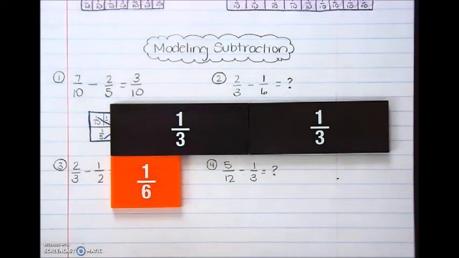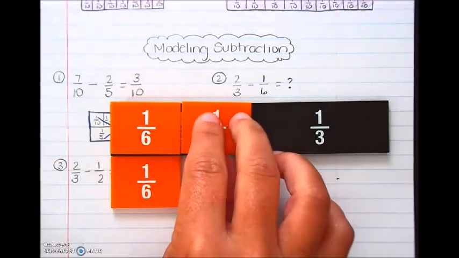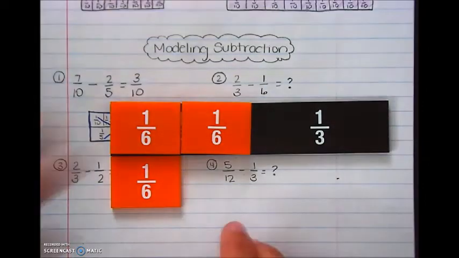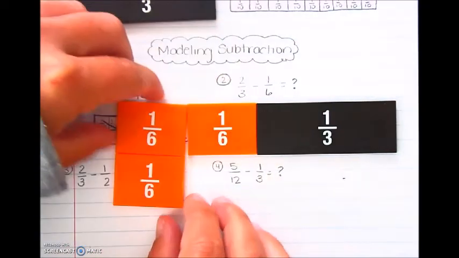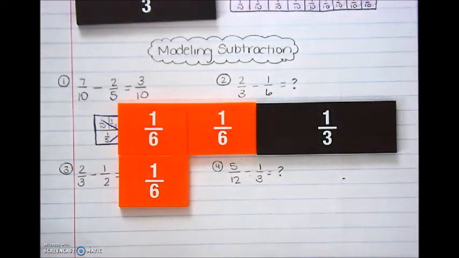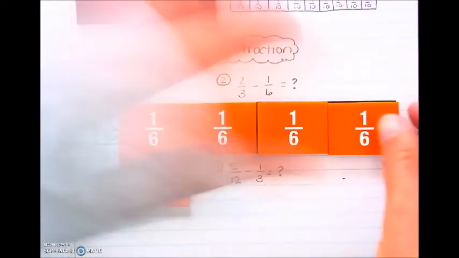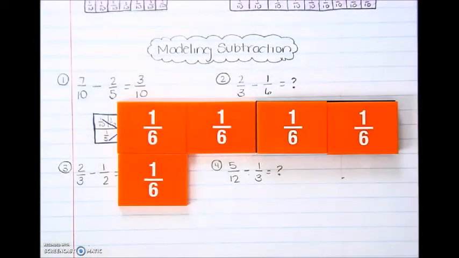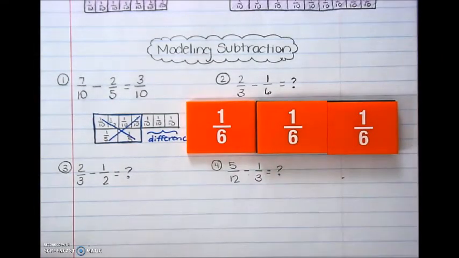I know that 6 is a multiple of 3, so I'm going to try to replace those 1/3 tiles with 1/6 tiles. Since two 1/6 tiles line up perfectly with the third, I can replace these 1/3 tiles with 1/6 pieces because they're exactly the same size. So I'll put these right on top so that you can still see that they're exactly the same size as the 1/3. Now, when I subtract away the 1/6, I'm left with 3 orange 1/6 tiles.